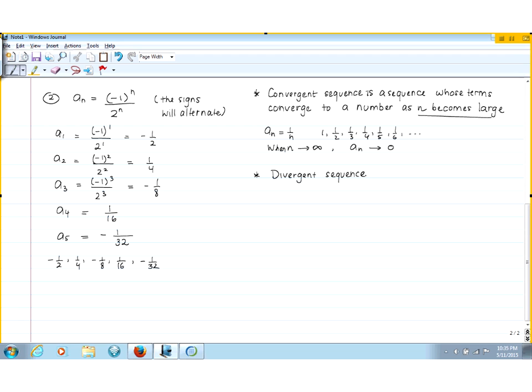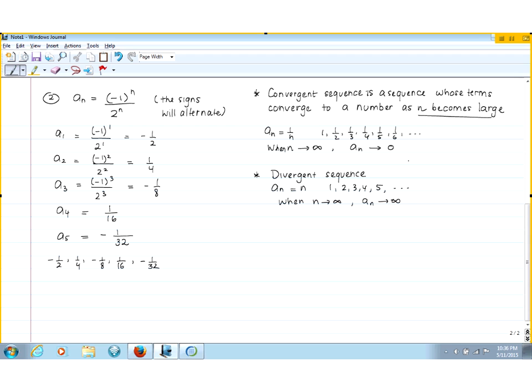So let's give an example of a divergent sequence. It goes without bound. It's going to be bigger and bigger every time, or more and more negative every time. So it's called a divergent sequence. To give an example, a_n is equal to n. It starts with 1, 2, 3, 4, 5, etc. Now when n goes to infinity, a_n also goes to infinity. That's called a divergent sequence. So we talked about convergent: the sequence whose terms converge to a number as n becomes large. So we're talking about the terms.